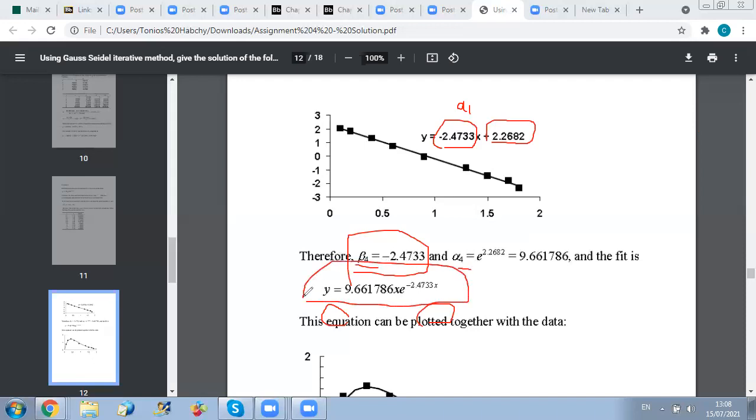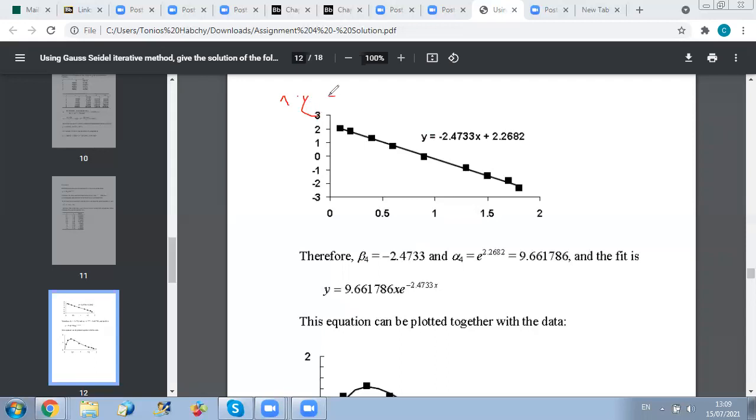So y is, I replace alpha 4 by 9.661786 times x times exponential of beta 4, which is minus 2.4733 times x. And now I can plot data both as linear and as the actual function. If I want to plot the linear data, I just plot the data of ln y over x, in terms of small x.